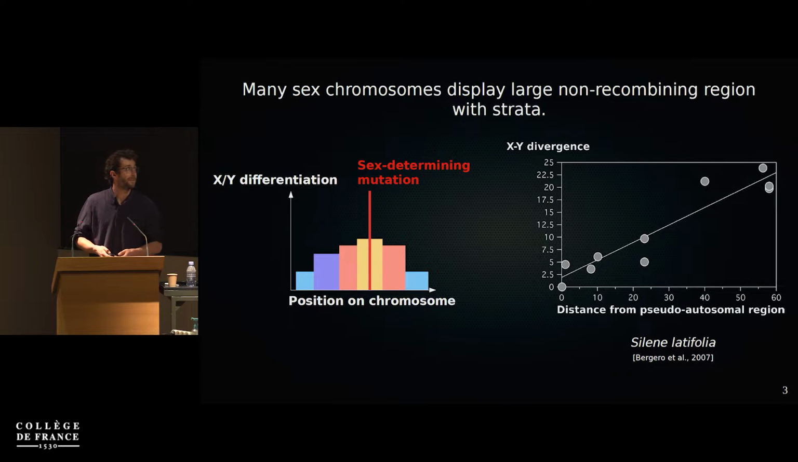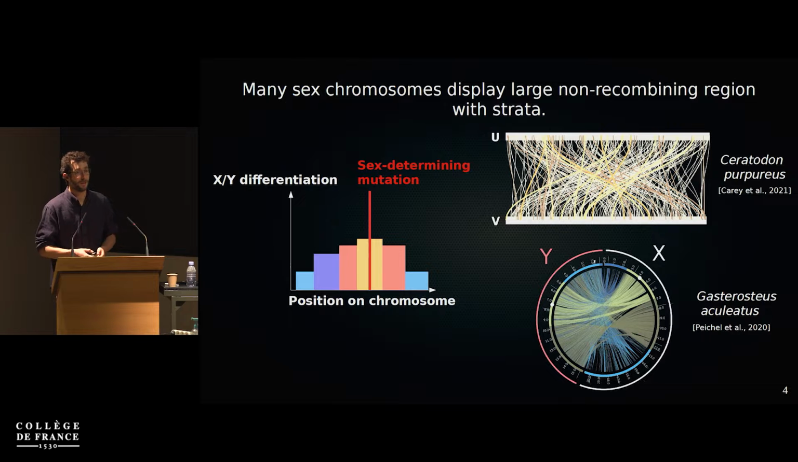More recently, several studies have directly observed chromosomal rearrangements between sex chromosomes. For instance, here between the U and V sex chromosomes in this species of moth, and here between the Y and X chromosomes in the three-spined stickleback, where we can clearly see three chromosomal inversions, suggesting that the sex chromosomes have evolved in three steps.